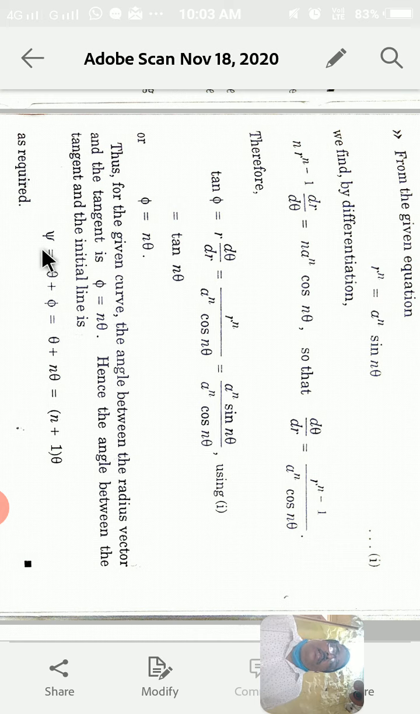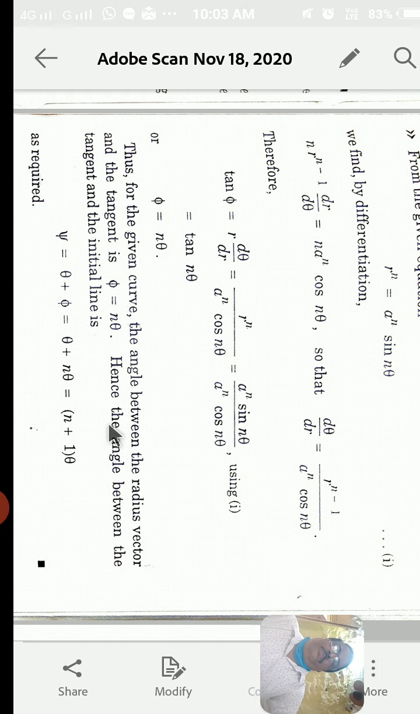Then now we have to find the value of psi, and we know that psi is equal to theta plus phi. Here we substitute the phi value, that is n theta. So theta plus n theta, take theta common and you will get n plus 1 into theta, which is required. We had to show that the tangent to the curve makes an angle n plus 1 into theta with the initial line. So this is the required condition.